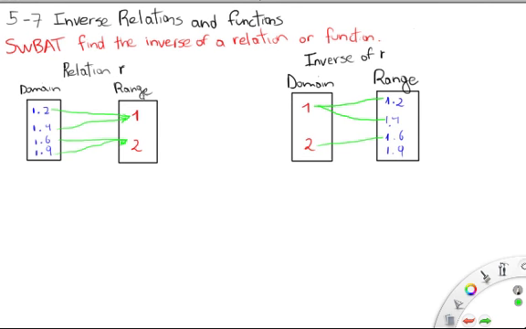Let's take a look at its inverse. As you can see, all the inverse does is switch the domain with the range. It kind of undoes whatever R does. So if I add a given number here, it undoes it. To keep it simple, it just switches the domain with the range. So let's go ahead and take a look at an example.